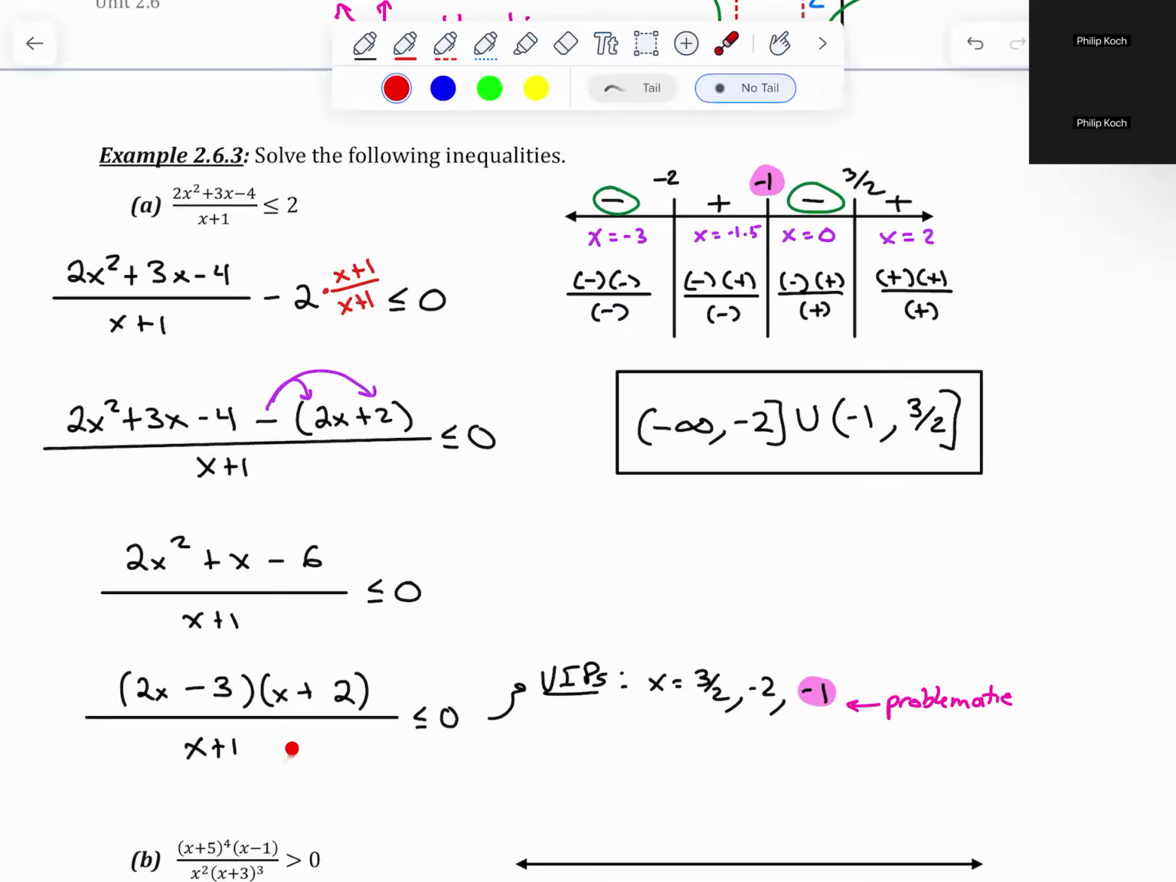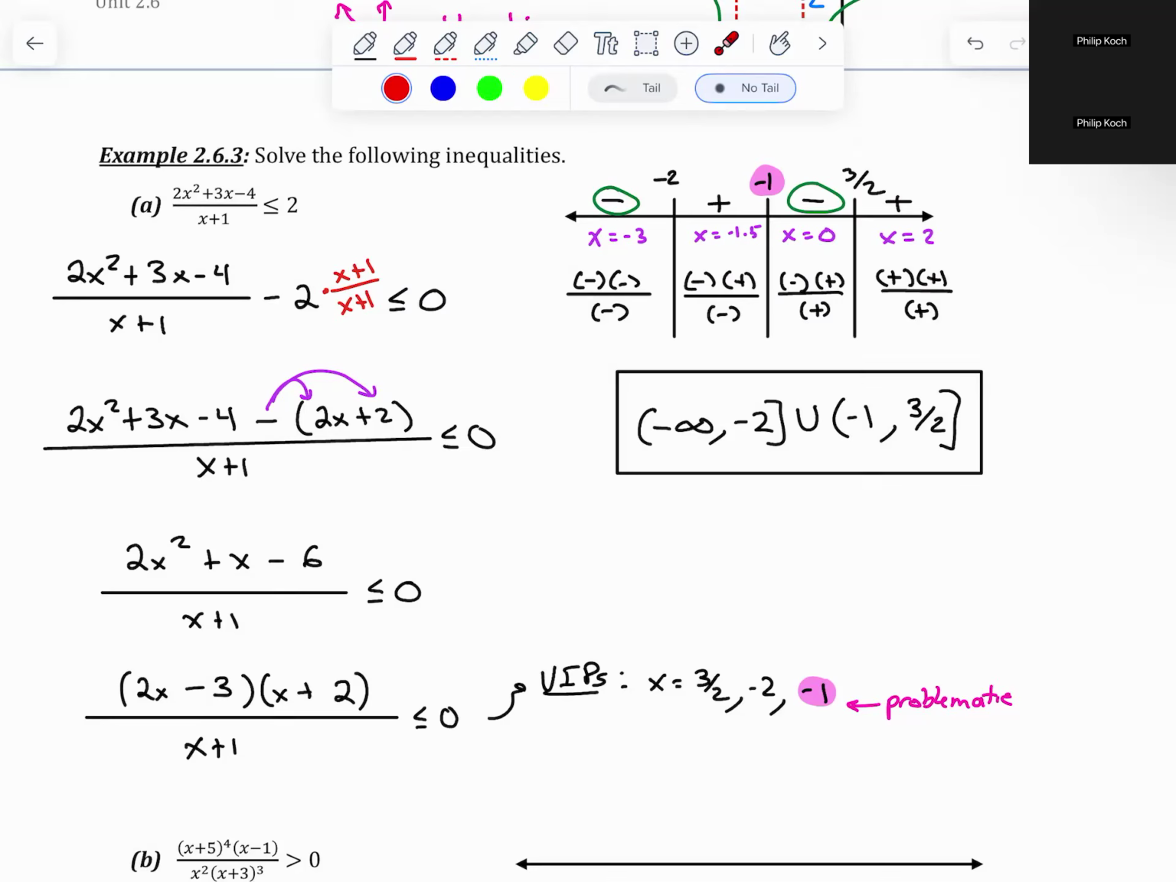That gives me the VIPs 3/2, -2, and -1, with -1 being a problematic VIP because it makes the denominator equal to 0, and you can't divide by 0. Then we make our sign chart. The only thing of real consequence that's confusing is the fact that we have -2 to -1, so there's no nice integer between those two. So I just chose -1.5, but there's nothing stopping you from doing -1.75 or -1.1 or anything like that.